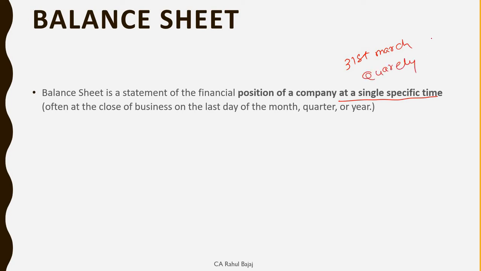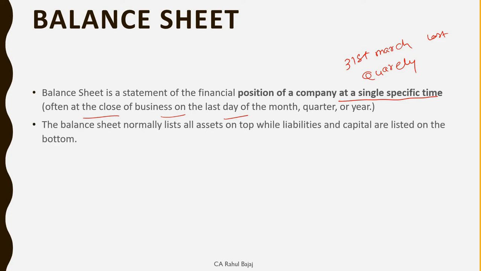So balance sheet is as on the last day of a particular quarter, year, or month. When the business gets closed for a particular day or month, whatever is left over with the organization as on that date is your balance sheet. The balance sheet is normally a list of all assets at the top, and liabilities and capital listed at the bottom.